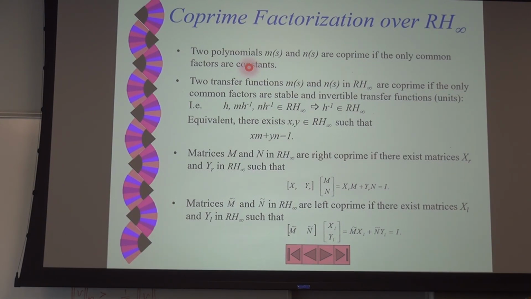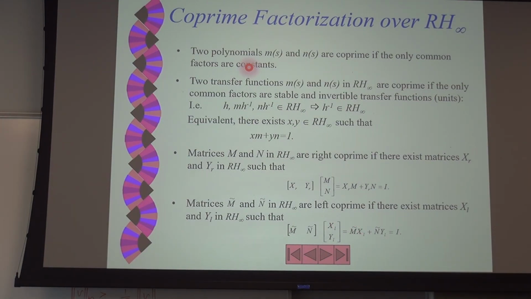This is already well established, just a definition. You have M and N, and XL, YL, so you have a left coprime factorization. You have this format, and then you write it this way.